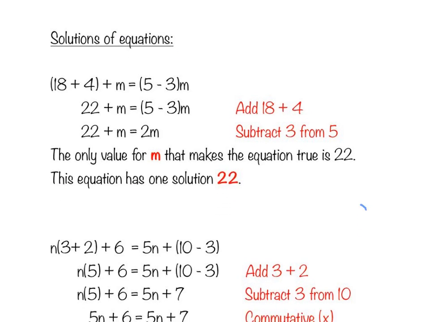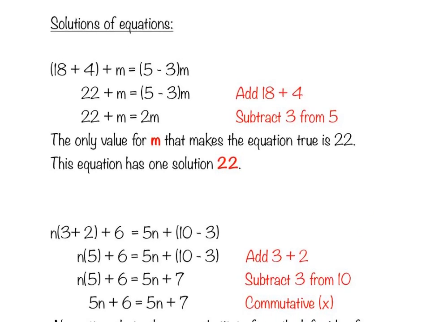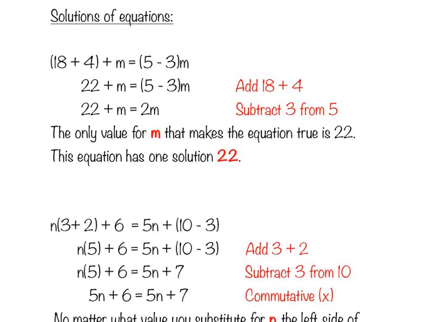All right. Now, it's not always that clear cut when we are solving an equation. So let's take a look at finding a solution to an equation if we're not given a replacement set. Let's look at this example. Example number 3: 18 plus 4 in parentheses plus m equal to 5 minus 3 in parentheses times m.